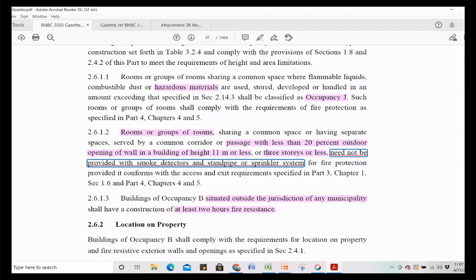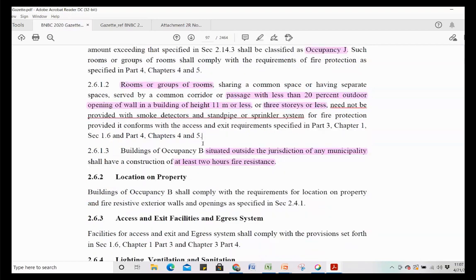However, it has to confirm that the access and exit requirements specified in Part 3, Chapter 1, Section 1.6 and Part 4, Chapter 4 and 5, it conforms to that. So if it conforms to that, this provision can be done.